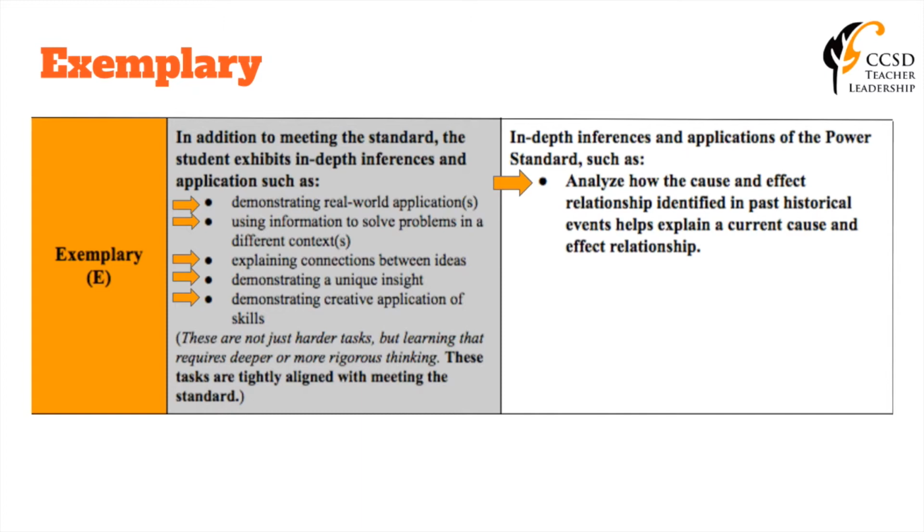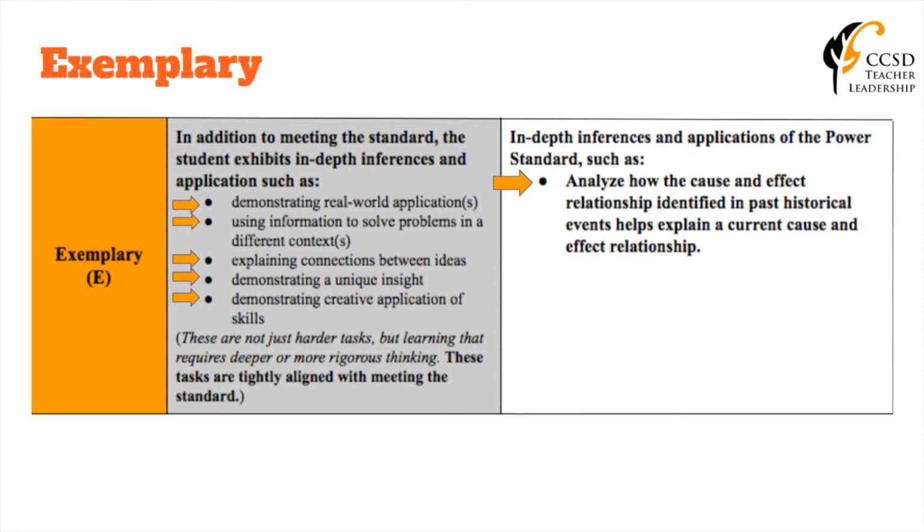What we notice is that the power standard has been slightly modified at the exemplary level. We are asking students to go beyond cause and effect as it relates to historical events and utilize that skill to help explain current cause and effect relationships within a historical context. While the power standard at the exemplary level is slightly different, the intent and spirit of it is still there. Should teachers determine that they will need to modify the power standard for the exemplary level, they should also strive to ensure the intent and spirit of the power standard remains.